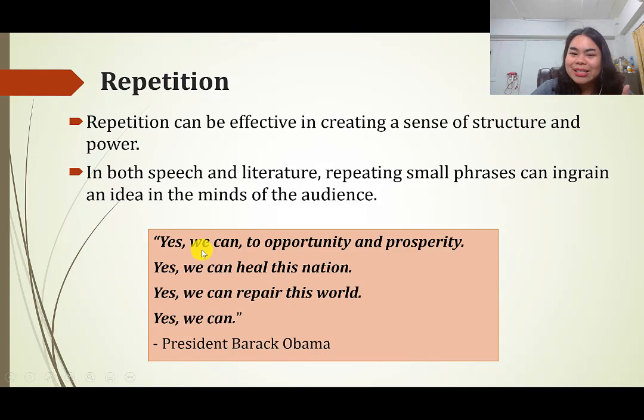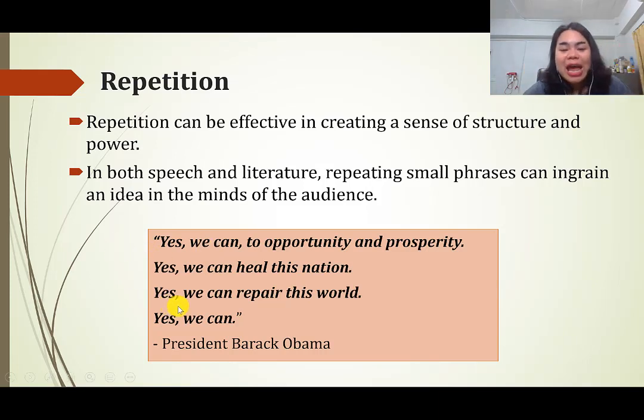But if you use repetition, and especially he says we instead of I, and he used can, so it already means we means I and you. So he's including the audience into his world, like taking the audience's hand. I cannot do it myself, I need your support too. So that phrase becomes we can do this, we can do that, to opportunity and prosperity, we can heal this nation, we can repair this world.